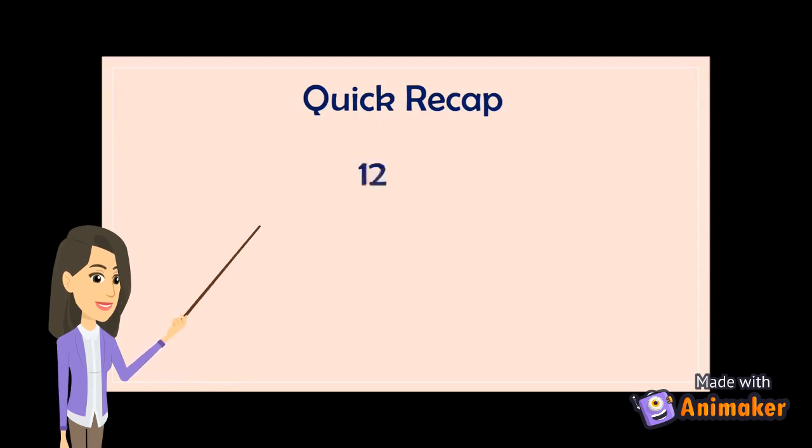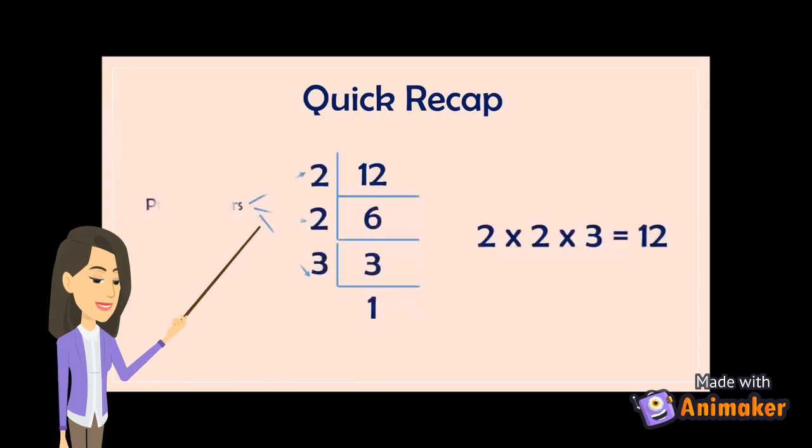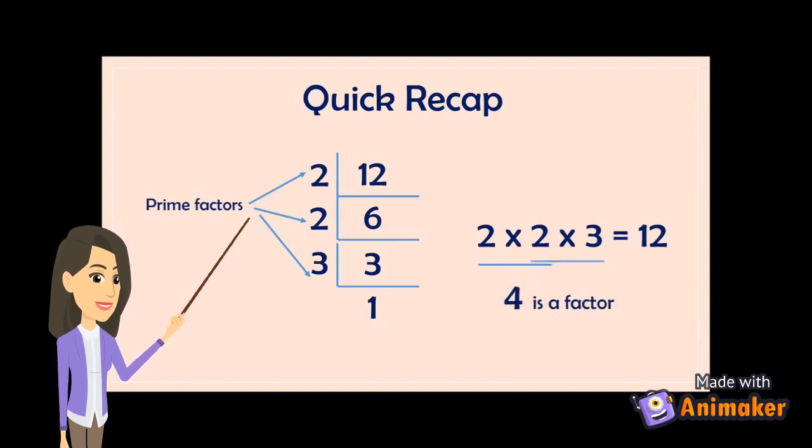Let's try to factor this number 12, finding out its factors by the prime factorization method. So here we see 2 into 2 into 3 makes 12. So the prime factors are 2, 2 and 3. Now 2 into 2 here is 4. 4 becomes a factor but not a prime factor. And similarly 2 into 3 is 6. It is also a factor but it is not a prime factor.